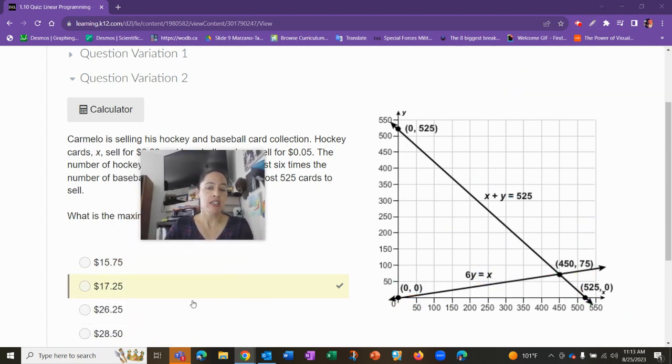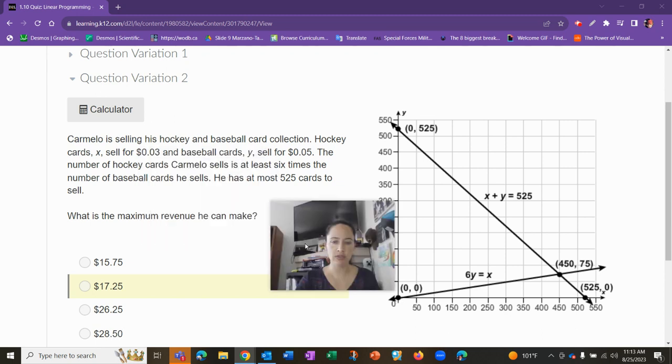$17.25. Where do these numbers come from? I don't know. Maybe if you plug in this one, I don't know where that would come from. So let's see. 0.05, a nickel, times 525, $26.25. Have no idea where this would come from. There's no combination on there, but that's okay.